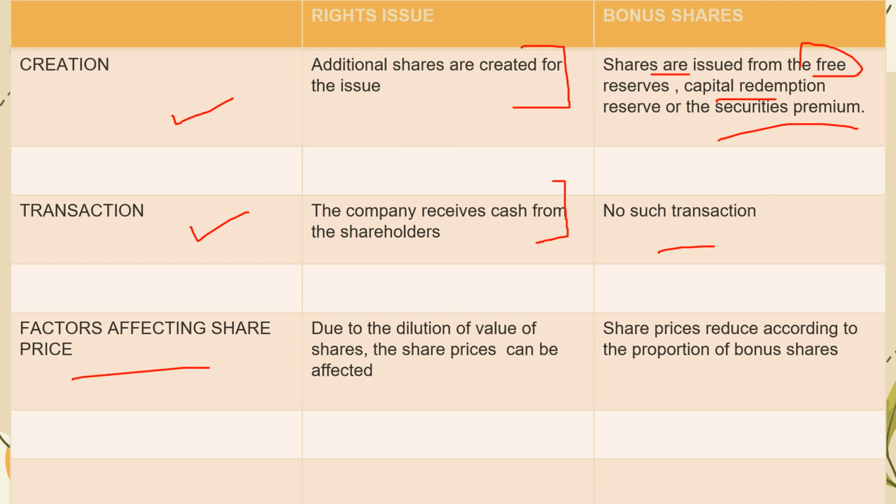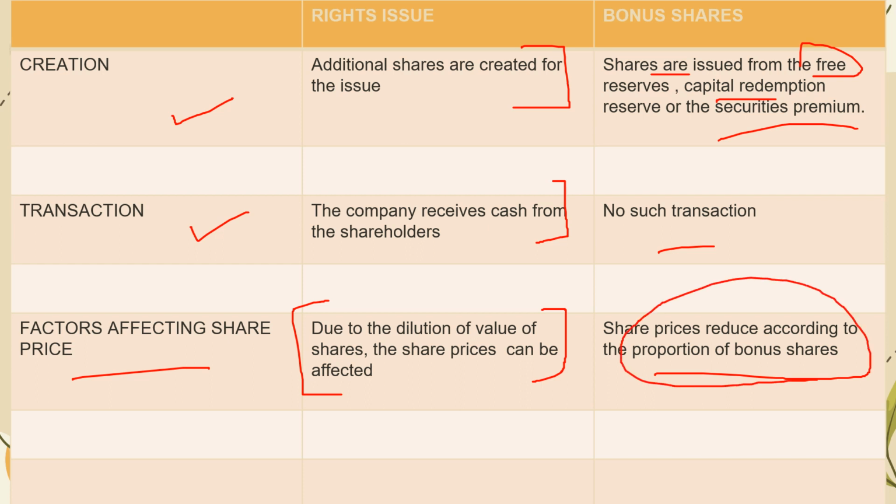And the next point is factors affecting the share price. Due to the dilution of the value of the shares, the share price is affected in rights issue, and the share price is reduced according to the proportion of the bonus shares issued in this case. So here we come to the end of the article.